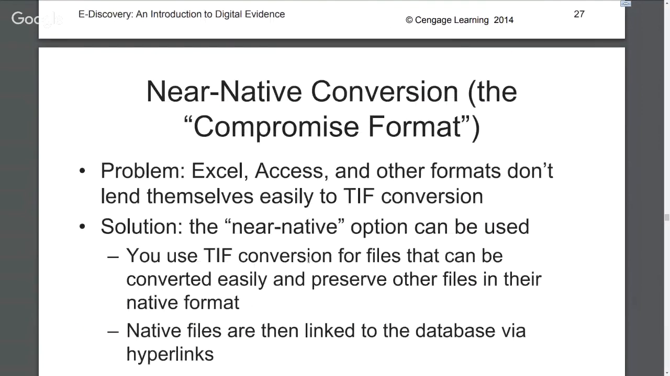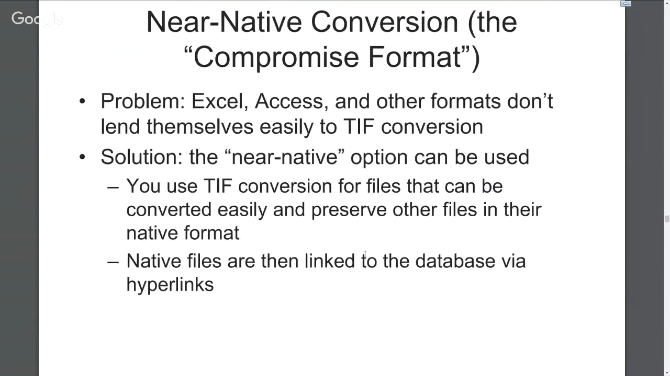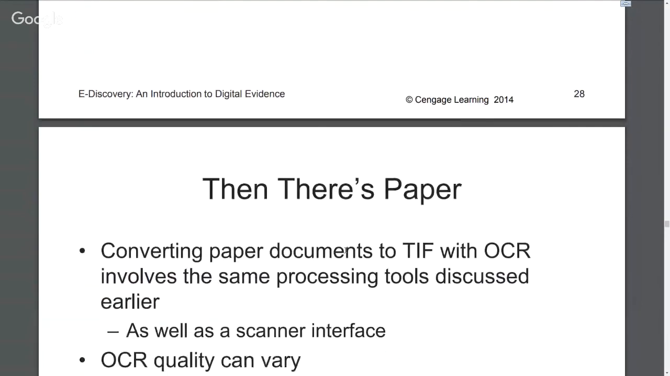Excel, Access, and other formats don't lend themselves easily to TIFF conversion. The near native option is then used, where you convert to TIFF what can be converted easily and preserve the other files in their native format. Native files are then linked to the database via hyperlinks.